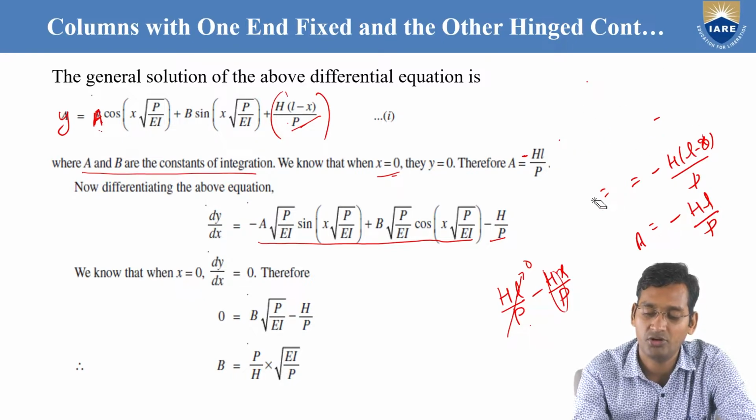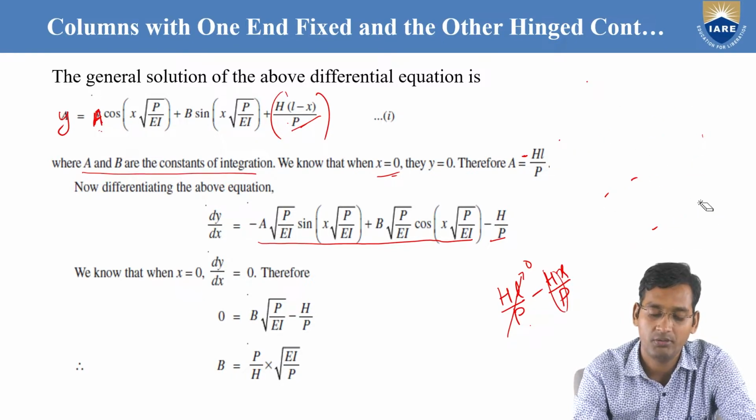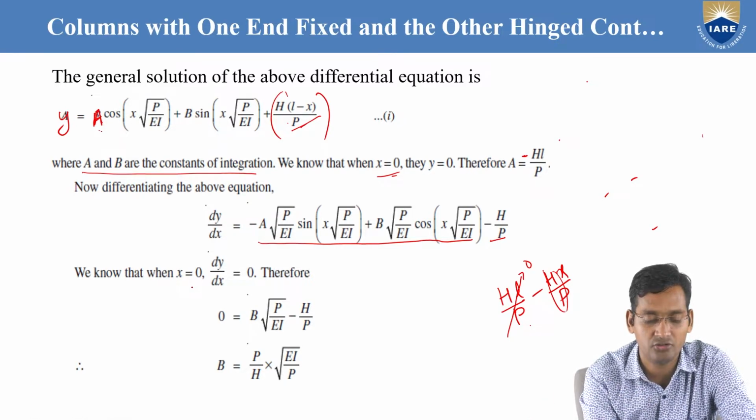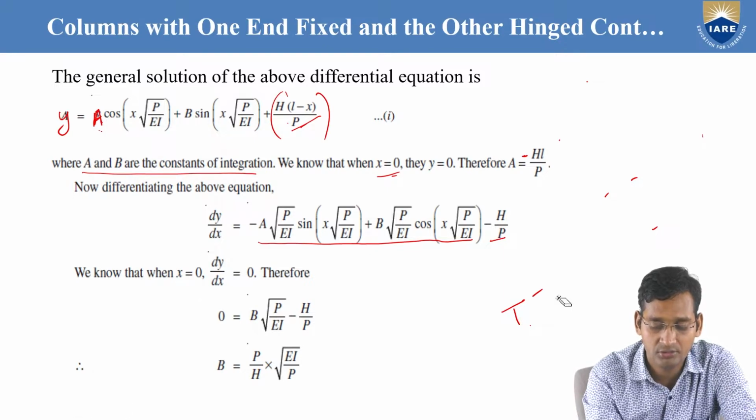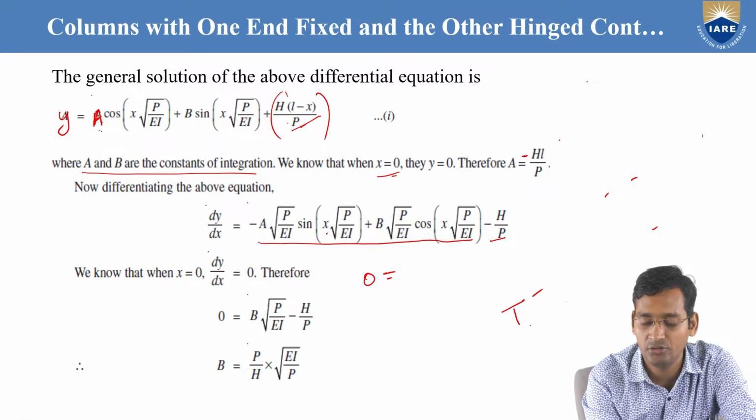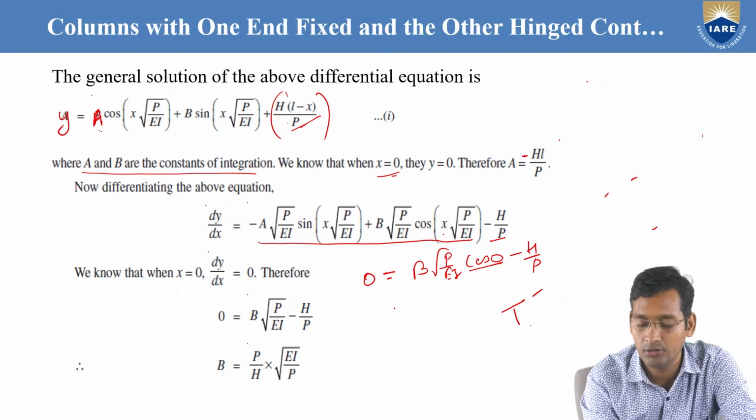Next, again apply the boundary condition at x equals 0: dy by dx equals 0. So put x equals 0, dy by dx equals 0. So 0 equals, this term will be 0 because sin 0 is 0. So 0 plus b root p by EI cos 0 into this minus h by p. Cos 0 is 1, so that's why b root p by EI minus h by p.